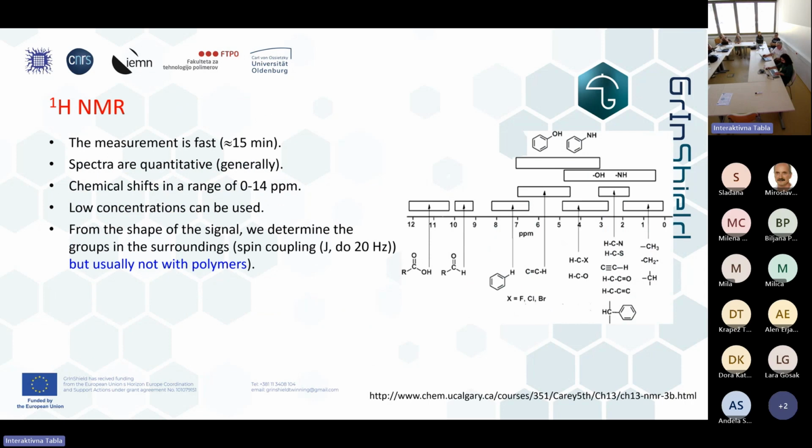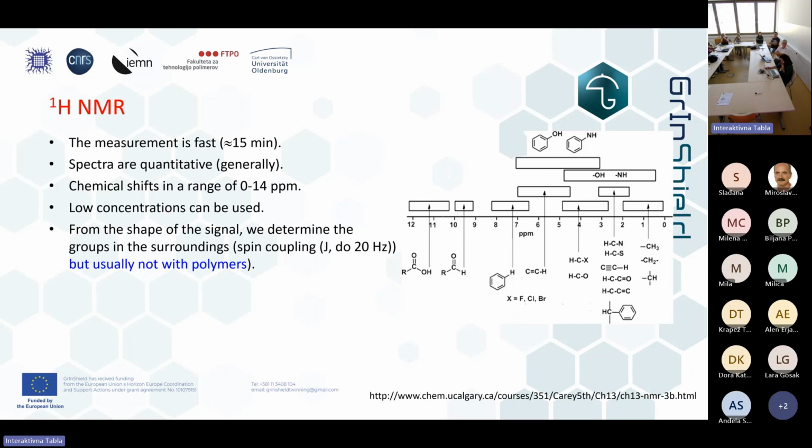This is proton NMR. The measurements are fast, so in, let's say, 15 minutes, we can get a spectrum and start measuring another one. Spectra are quantitative, so the intensity of the signal depends on the number of protons in the molecule, which is very nice for determining, for example, the chemical composition of some copolymers. Chemical shifts are in the range of 0 to 14 ppm, so the range is very small, which sometimes might be a problem.